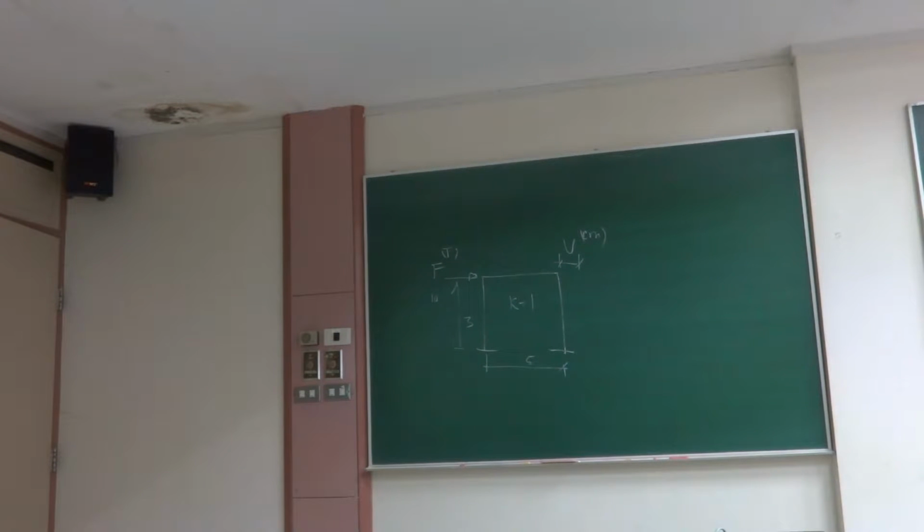Correct? Force is 10, displacement is 10 centimeter. Force is 100, 100 centimeter. Force is 1000, 1000 centimeter. If force is 1 million, 1 million centimeter. Can you imagine a frame with a 3 meter height having a displacement of 1 million centimeter? Right? Going all the way to the moon maybe?